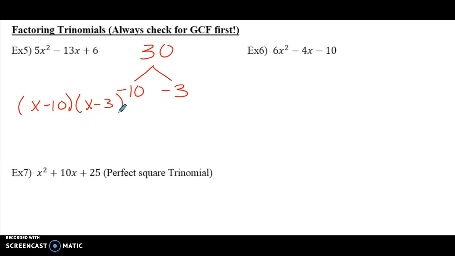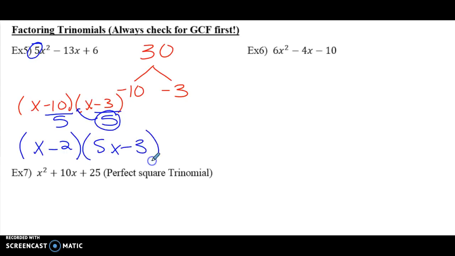But I know I'm not done yet, because if I foiled that out right now, what's x times x? Squared. Does that take me back to 5x squared? No, we're missing something somewhere. So what's the next step of bottoms up? The whole bottoms up part of bottoms up. So we always have to divide by a, which is 5. So what is 10 divided by 5? 2. And what happens if 3/5 doesn't reduce? Bottoms up. So that's 5x minus 3. That is your answer.